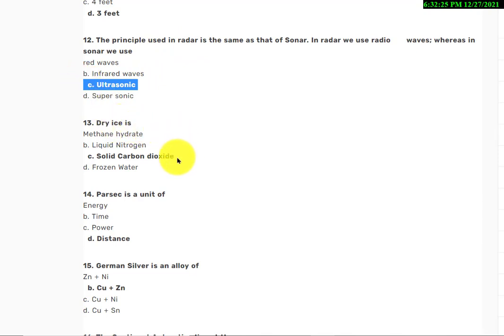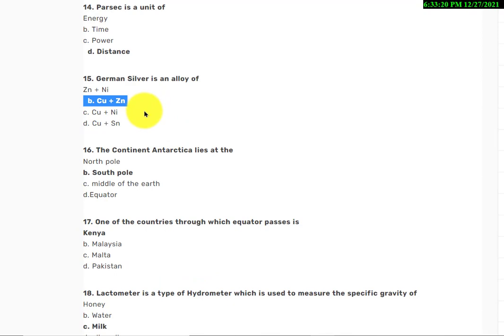Dry ice is solid carbon dioxide. Parsec is a unit of distance. German silver is an alloy of copper plus zinc. The continent Antarctica lies at the South Pole. One of the countries through which equator passes is Kenya.